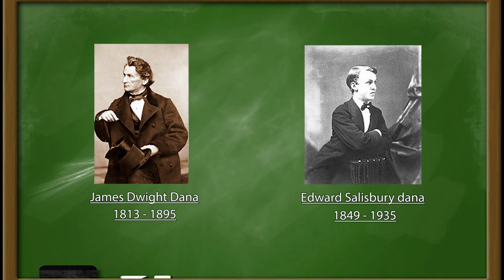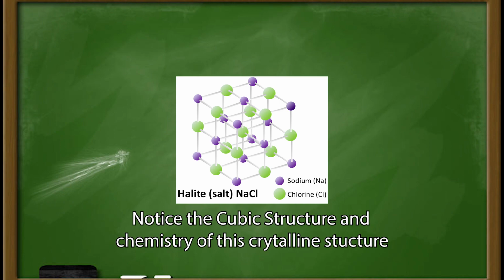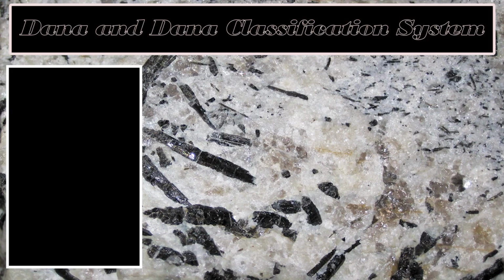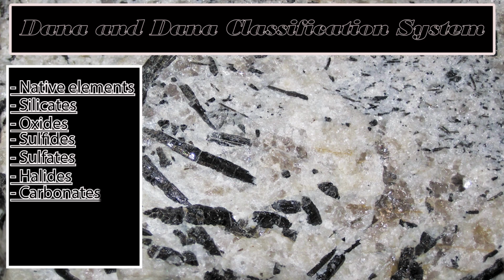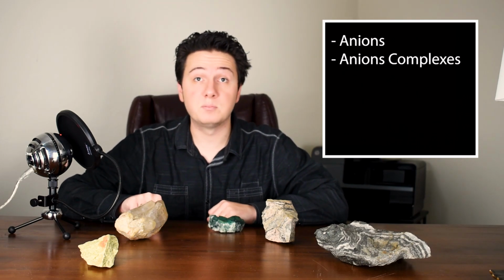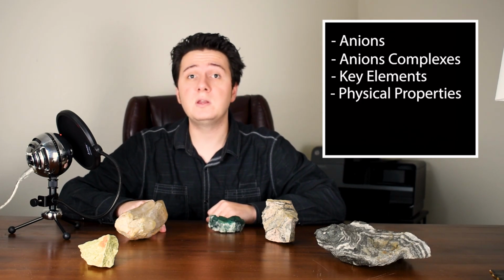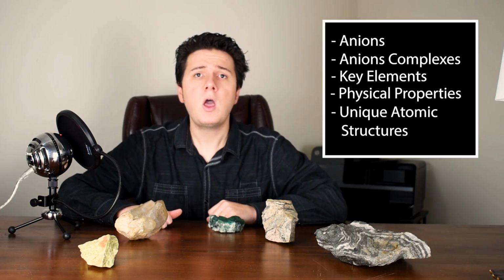The first classification system we know of was created by a father and son team, Dana and Dana. The Dana and Dana classification system was created in the mid to late 1800s based on atomic structure and/or symmetry of the atomic arrangement and chemistry. The classes are native elements, silicates, oxides, sulfides, sulfates, halides, carbonates, phosphates, and mineraloids. Today, we've added onto this system and used the minerals' anions, anion complexes, key elements, physical properties, and unique atomic structure to classify them. I'll explain each of those in detail as we get further in the video.